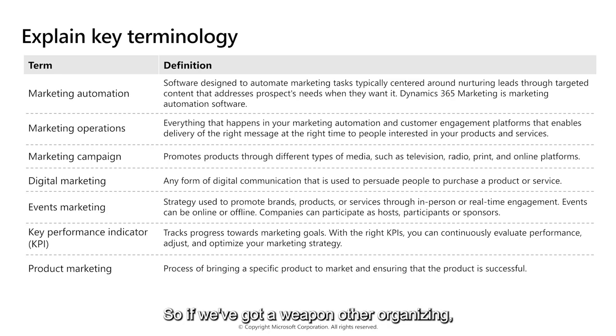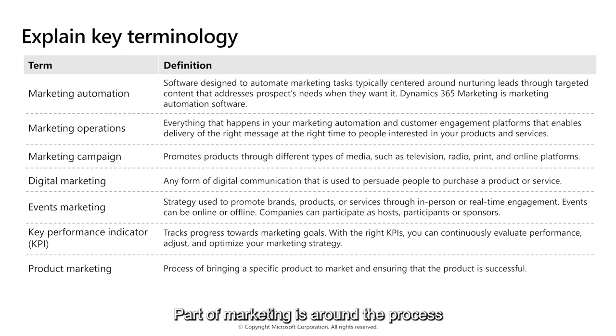Events marketing is around marketing events. So if we've got a webinar that we're organizing, we want to market it, that comes under events marketing. Key performance indicators, or KPIs, track the progress towards the goal. So we should look to have the right KPIs in order that we can continually evolve performance and track it along the way in order to optimize our strategies as best as possible.